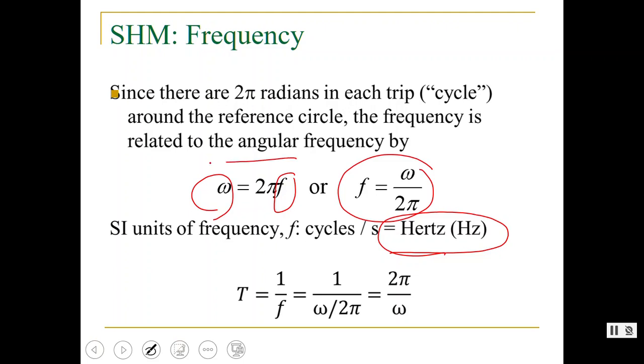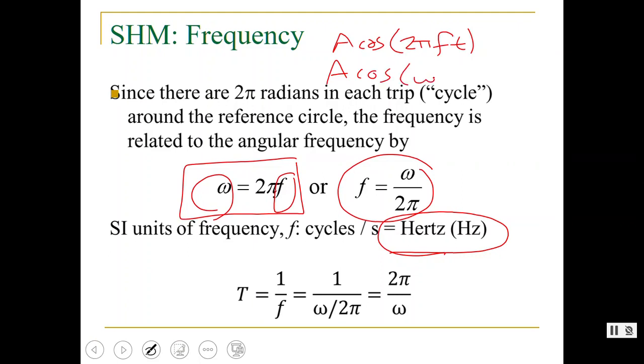We talked about this a bit, so I can do a cosine of 2 pi f times t, or I can do a cosine of omega times t, because those are equivalent. Now, your omega is going to have units of radians per second. When you take radians per second and divide it by 2 pi radians, the radians cancel out, so you just get a per second for that unit.